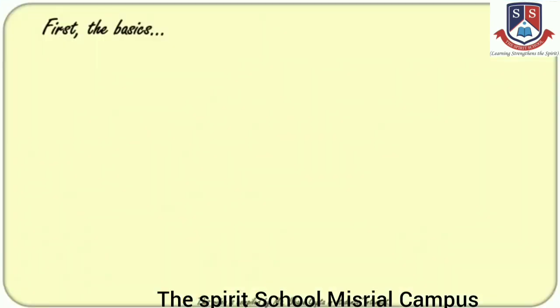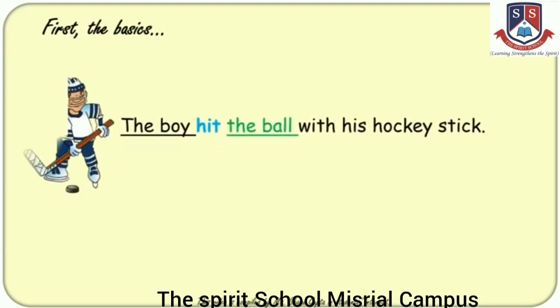To understand this topic, we need to first learn some basic things about sentence structure. Let's take an example sentence: the boy hit the ball with his hockey stick. In a sentence, we usually have a subject in the beginning. Subject is that entity being talked about or which performs some action.